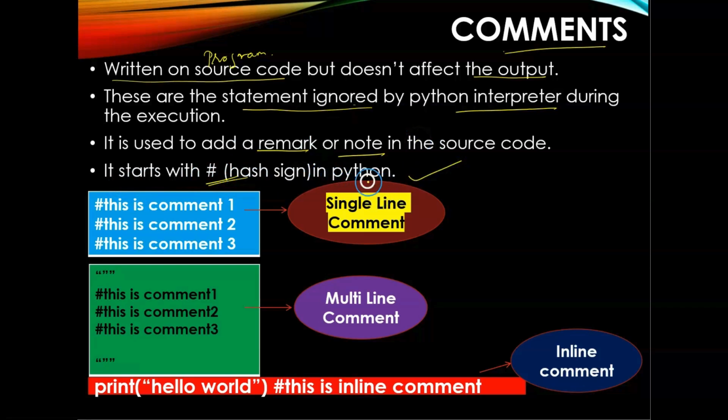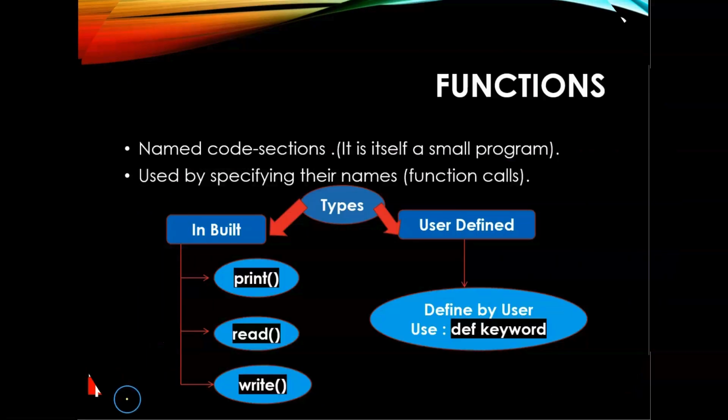We have single line comments, multi-line comments and inline comments. I have already told you that a single line comment is a comment having only one line, and a multi-line comment is one continuing for more than one line within quotation marks. The next one is the inline comment, which is on the same line as the programming statement.